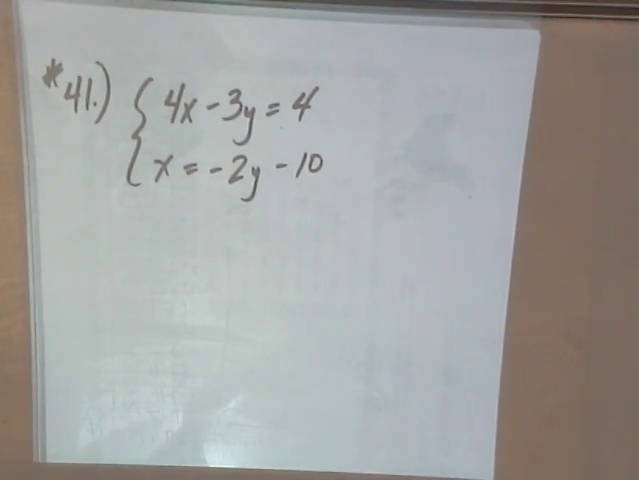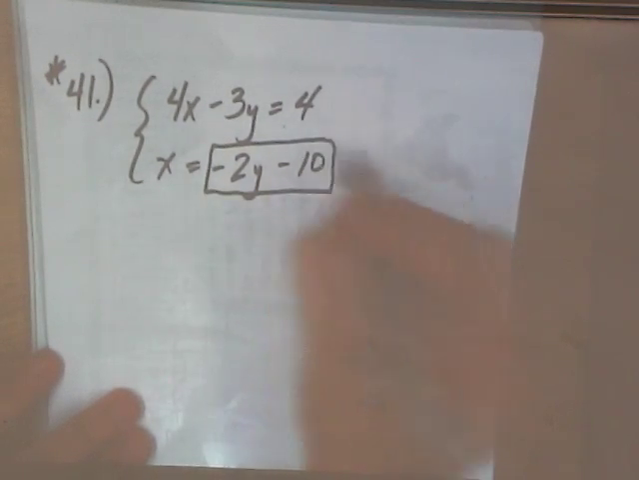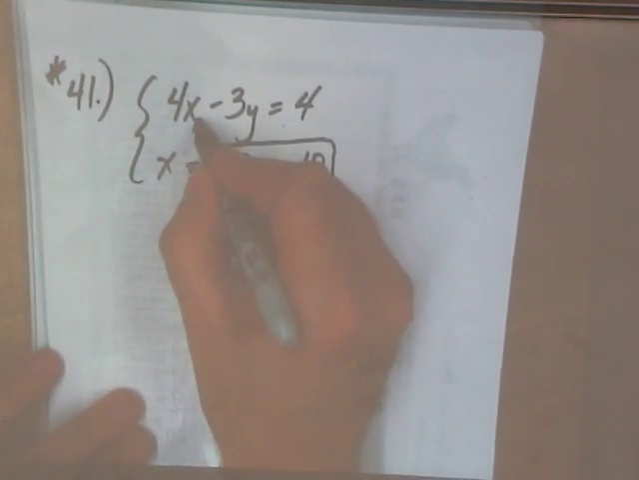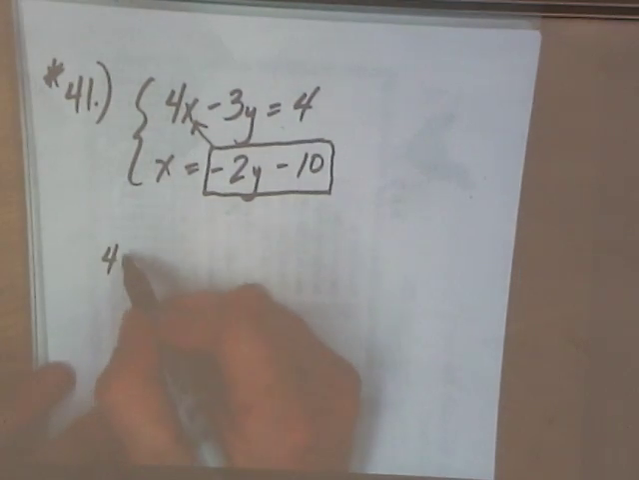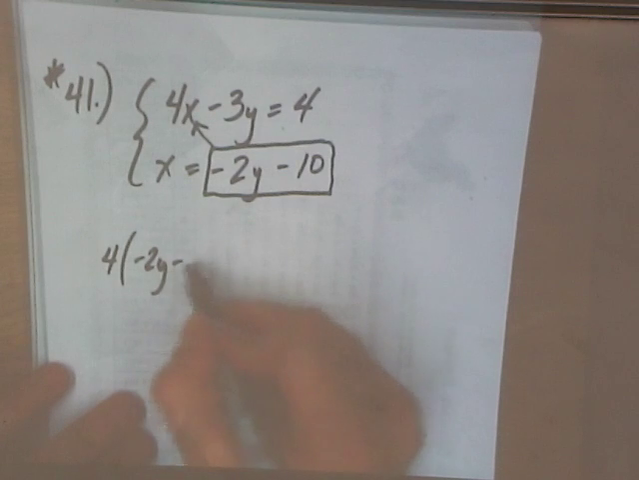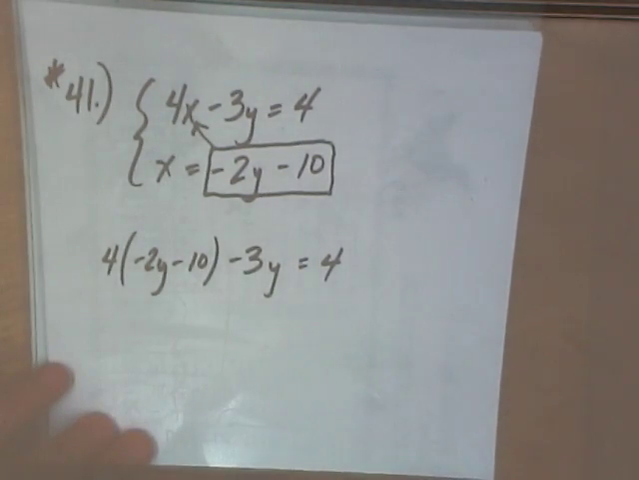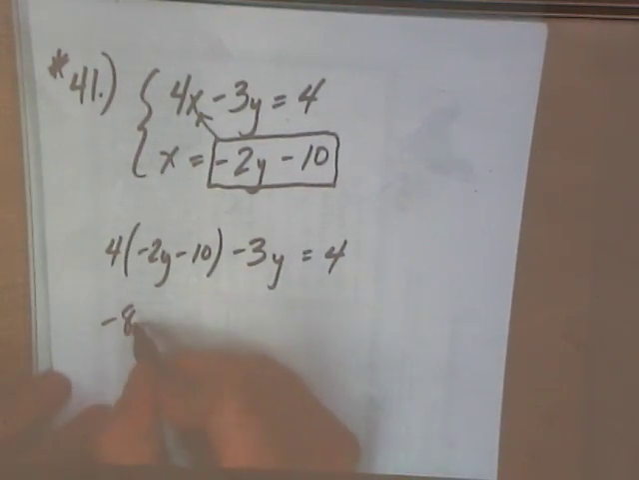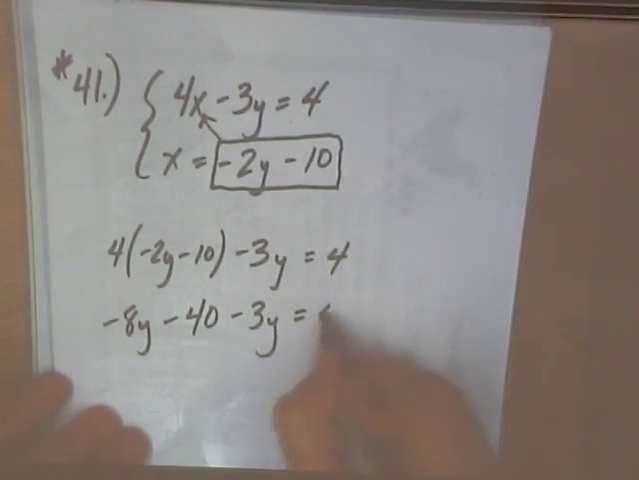This system is set up for which method? It's set up for substitution, isn't it? We got x equals, we got a variable all by itself. We know x is equal to that, so I'm going to take that and substitute it in for that x. So I'll end up with 4 times negative 2y minus 10, minus 3y equals 4. So we'll distribute: negative 8y minus 40 minus 3y.